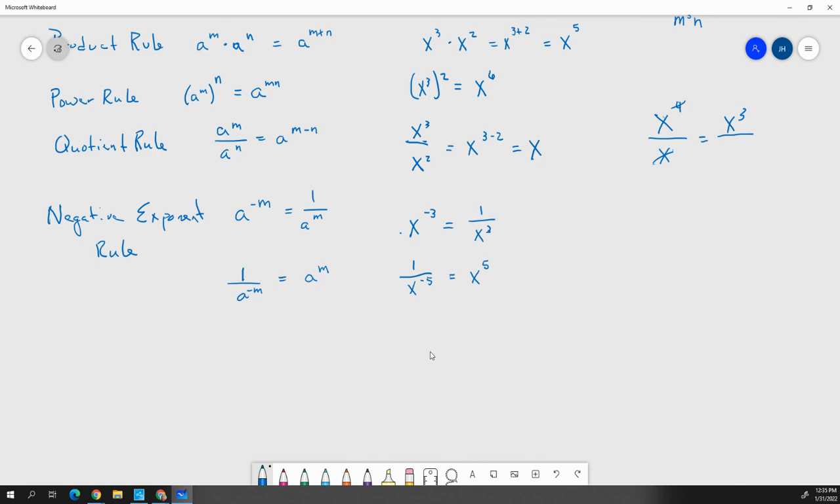Last rule we've got is the zero exponent rule. This is the one where teachers try and mess with you, and I am one of those teachers. I get pure joy out of it.